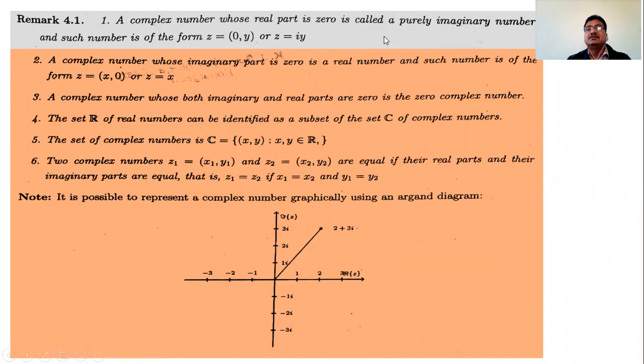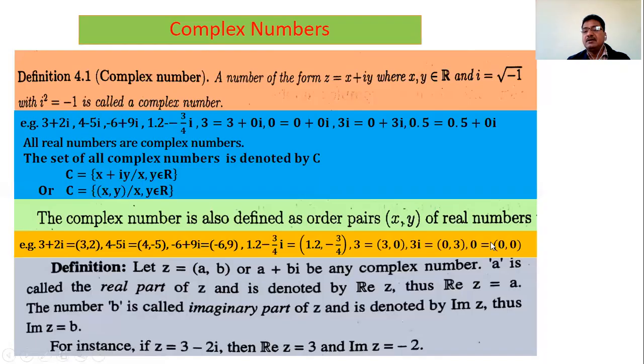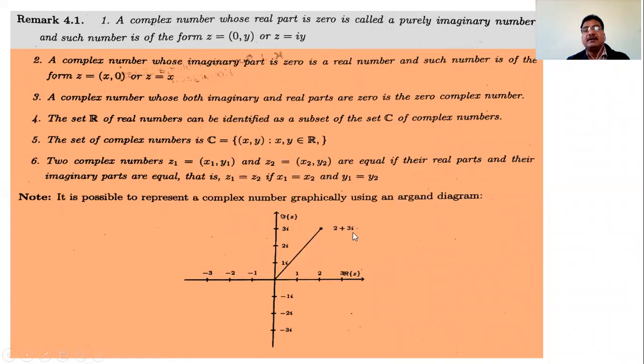And this is called a purely imaginary number, whose real part is 0. A complex number whose both real and imaginary parts are zero is called a zero complex number. For example, the number zero, expressed in the form of ordered pair (0, 0) or 0 plus 0i.